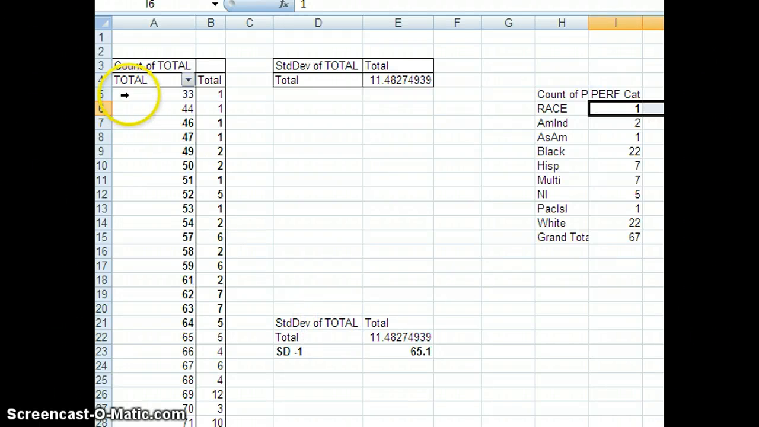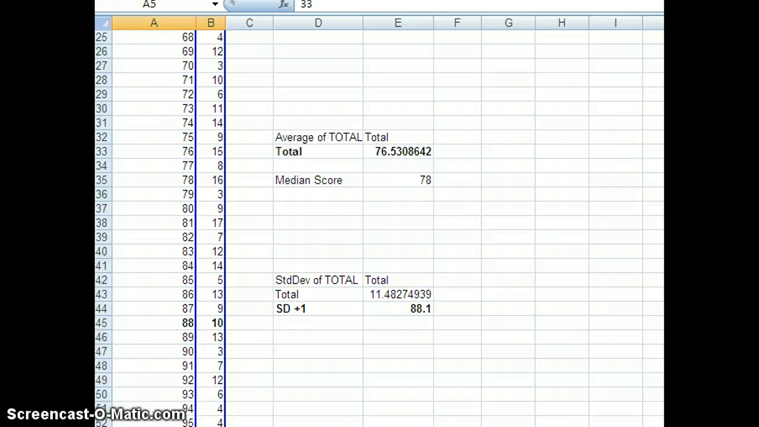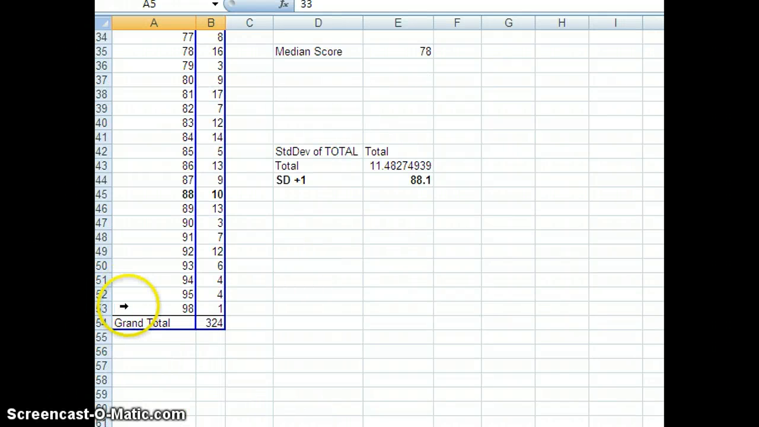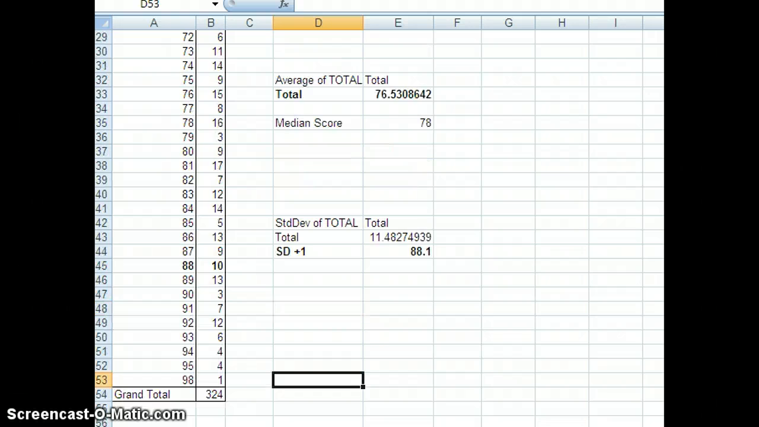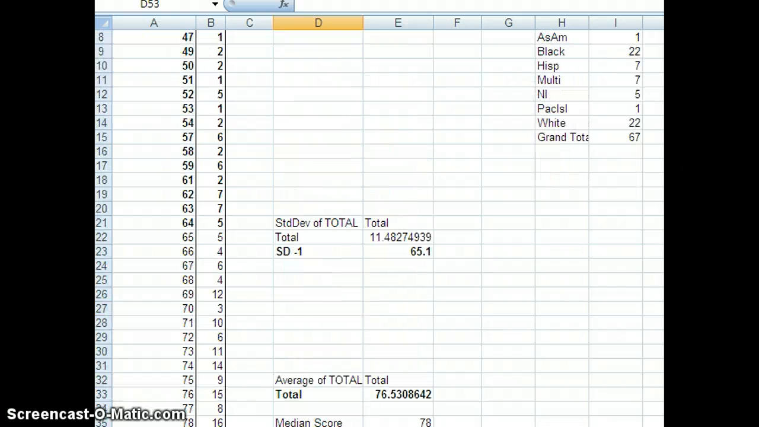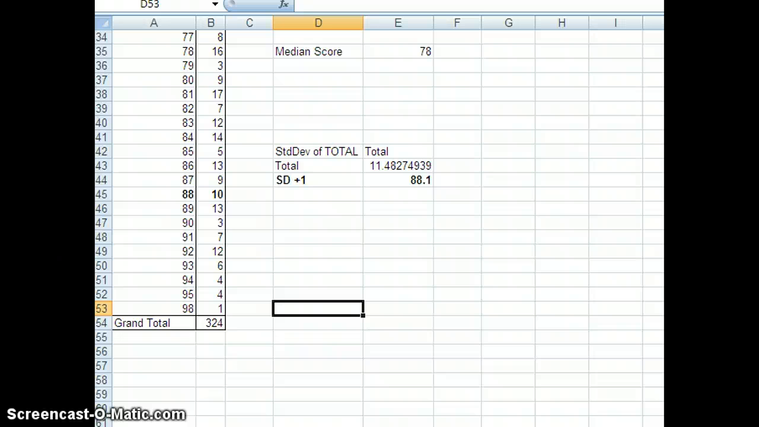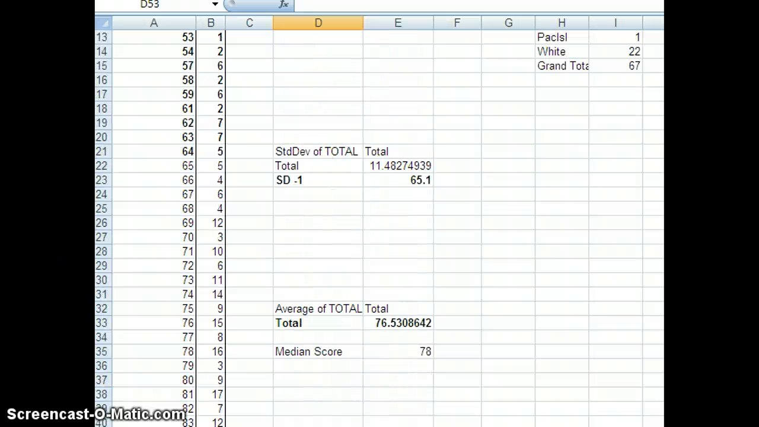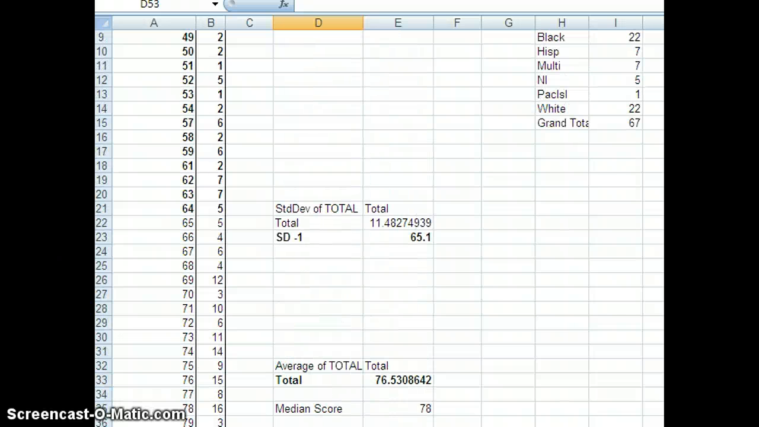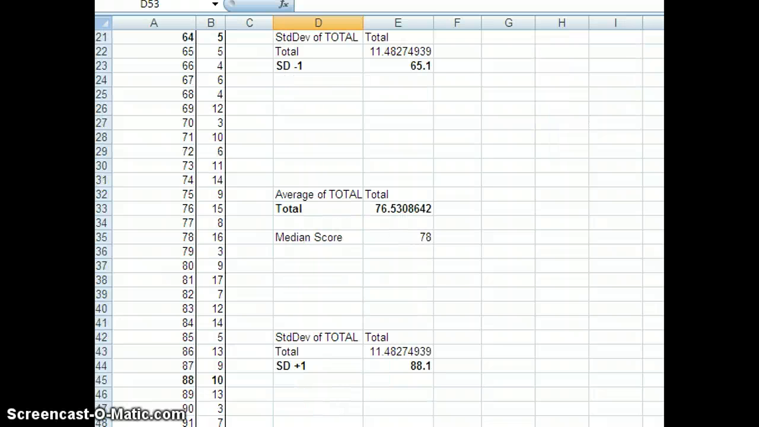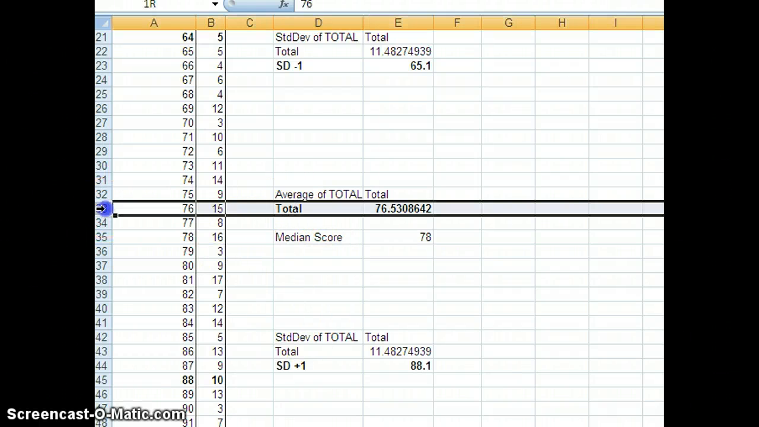So you know that we got a low score of 33, we got a high score of 98, so that gives us an idea of the range of scores we're looking at here. So it's a pretty wide range, pretty big number, 3,324 scores. That's a big number. So when we start with the process, the first thing we want to do is look at central tendency.